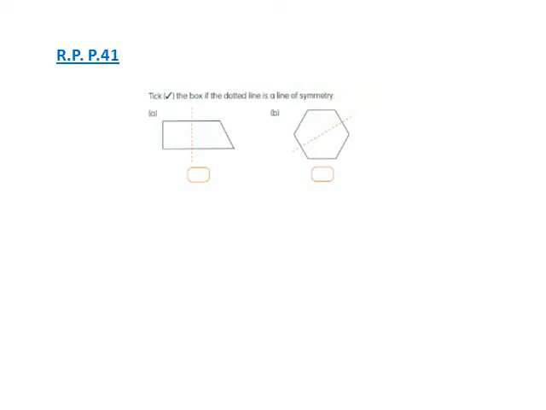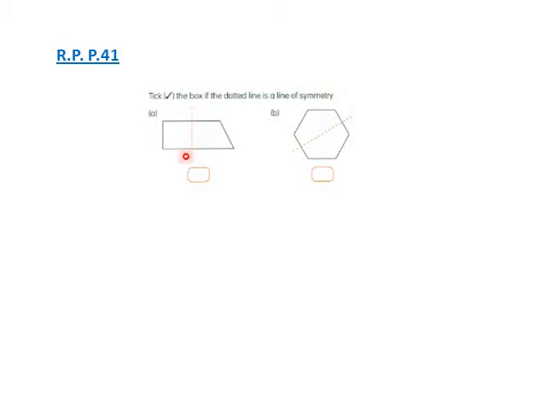Now please go to page 41 in your resource pack. We have here some shapes and we have some lines on these shapes. We are going to find out if this line is a line of symmetry or not. If it's a line of symmetry, I will put a tick. If it's not a line of symmetry, I will put an X. So number A, is this line a line of symmetry?